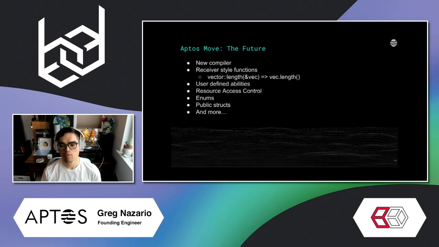Resource access control, preventing different resources from being able to access others and having fine-grained control there. Enums are a big ask for a feature that's coming up. And public structs, being able to use structs across all different places, and much, much more, including some hints of dynamic dispatch.